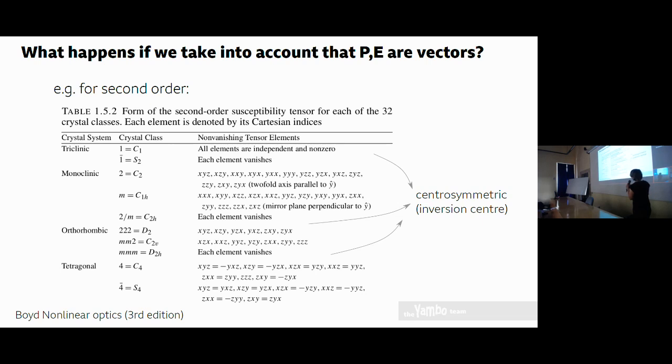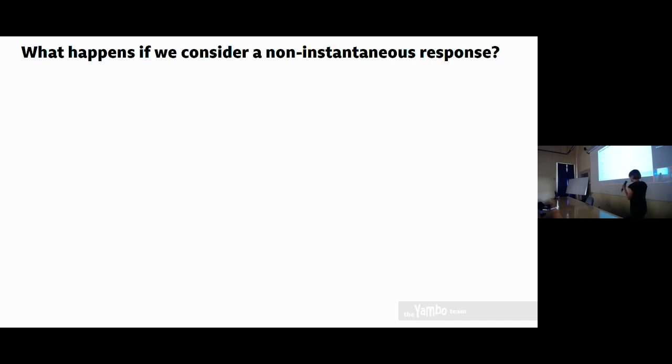You may have some relation between elements, and then you also have the case in which, because there is inversion symmetry, in the dipole approximation all elements vanish. So you will have no dipole-induced second order response, and this is just the case of a centrosymmetric system. So this is an example. Then you have, of course, other tables for other orders.